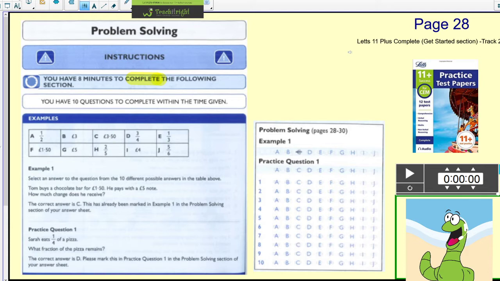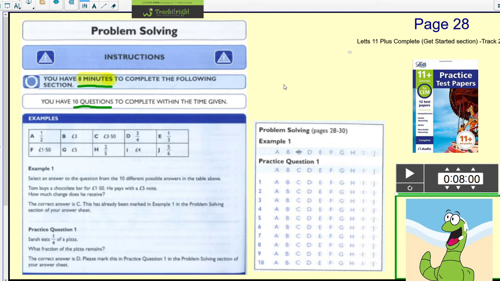Problem solving. You have 8 minutes to complete the following section. You have 10 questions to complete within the time given. Listen to these examples. Example 1. Select an answer to the question from the 10 different possible answers in the table above. Tom buys a chocolate bar for £1.50. He pays with a £5 note. How much change does he receive? A. 1/2. B. £3. C.